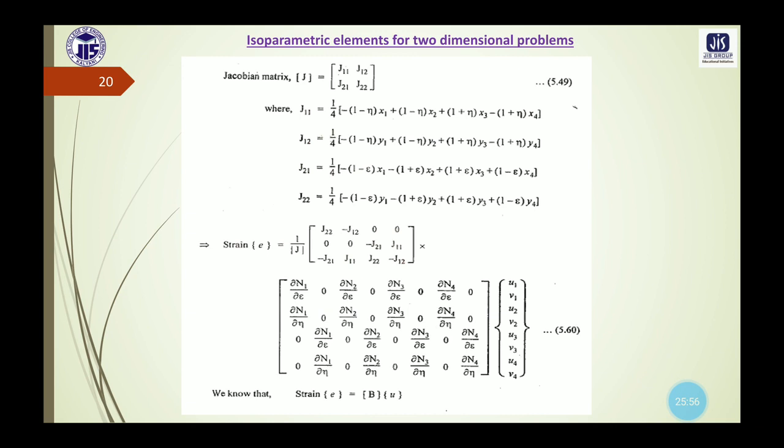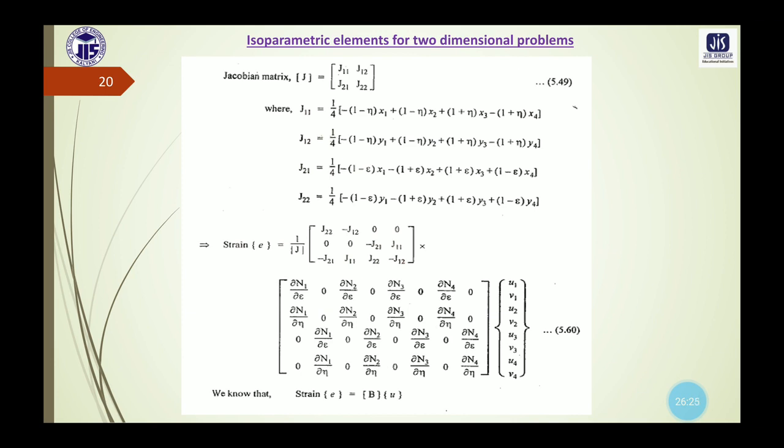So the Jacobian matrix J equals a 2 by 2 matrix: J11, J12, J21, J22. Here the formulas of J11, J12, J21, J22 are given. This formula we need to remember to solve the numericals and calculate the Jacobian matrix for this isoparametric element.